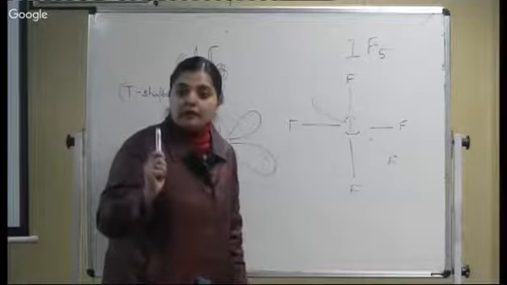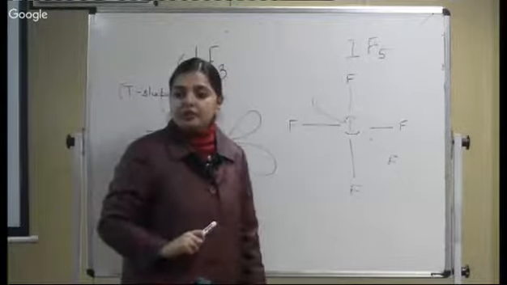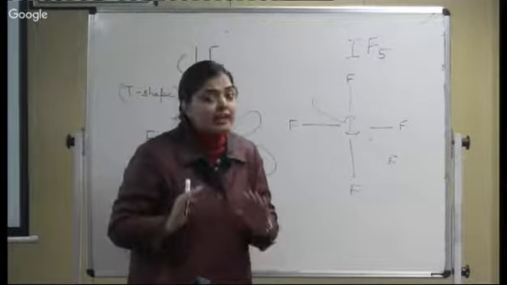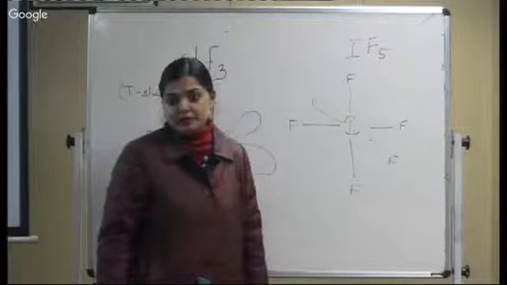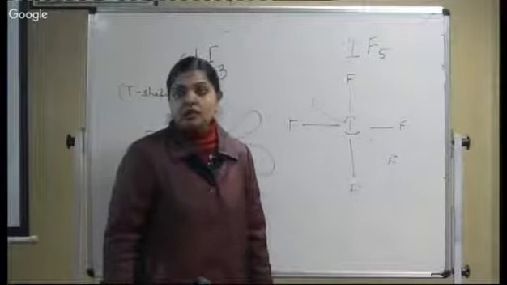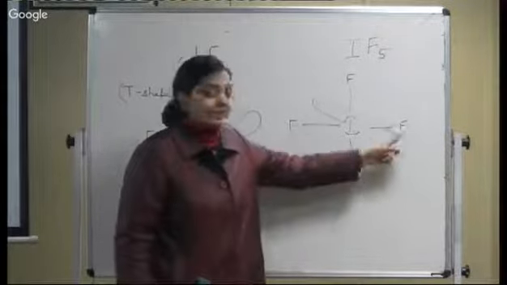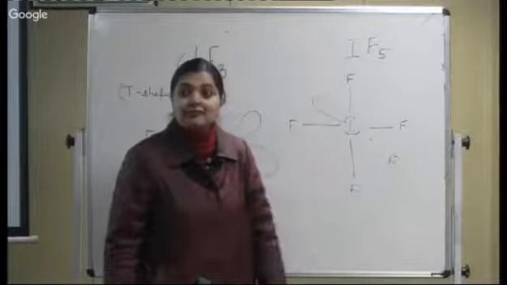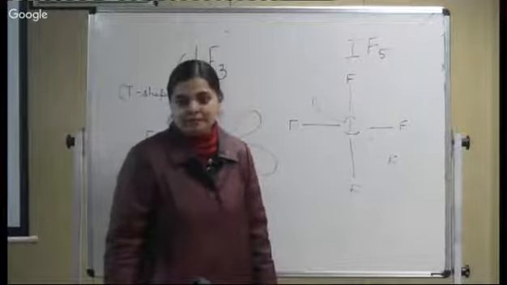Make sure of one thing: when we mark the geometry, we only look at the bond pairs. Lone pairs never ever get involved in the geometry. Fine. So that means 4 of these are in the plane and 1 is coming outside. It will be square pyramidal.